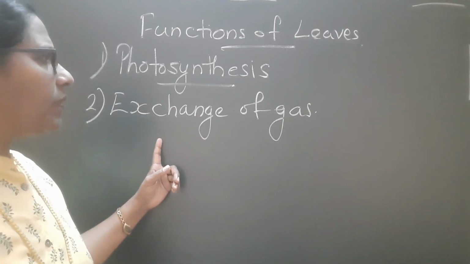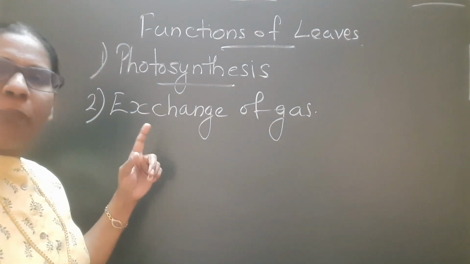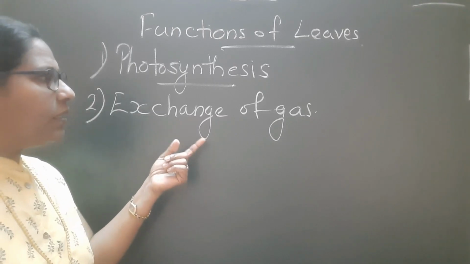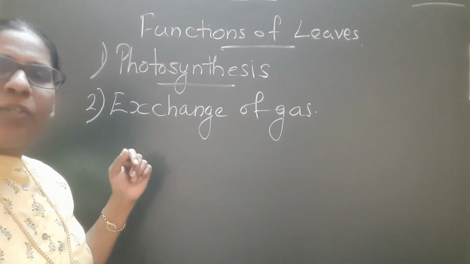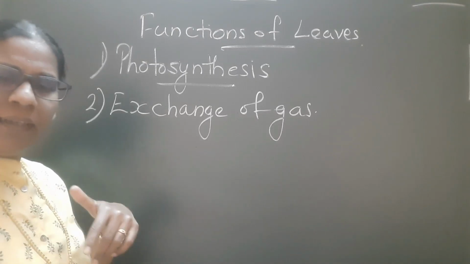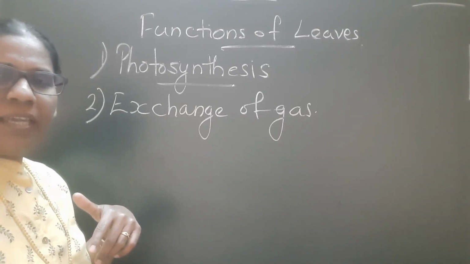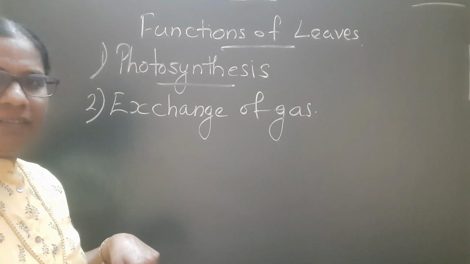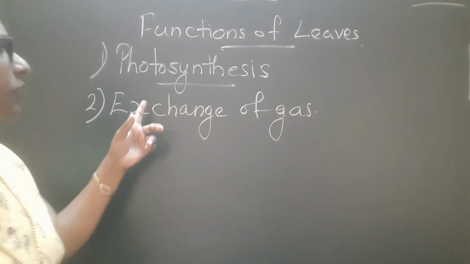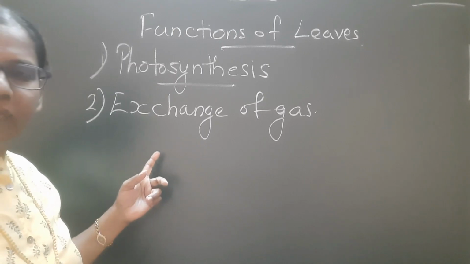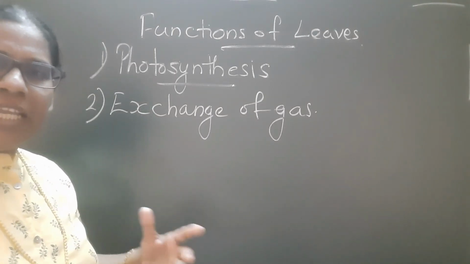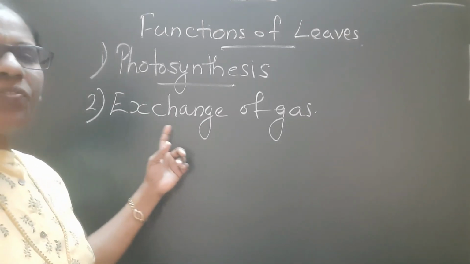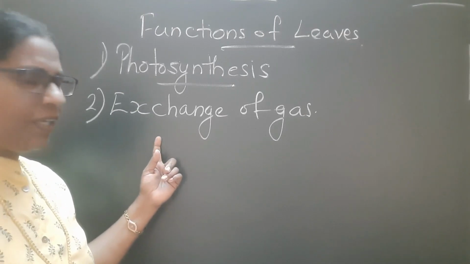During daytime, leaves need carbon dioxide to prepare food for the entire plant. So leaves breathe in carbon dioxide and then breathe out oxygen, which we breathe in. You understand? For the photosynthesis, leaves need carbon dioxide. So, during daytime, leaves breathe in carbon dioxide and breathe out oxygen. That exchange of gas is there. That is one function of leaf.